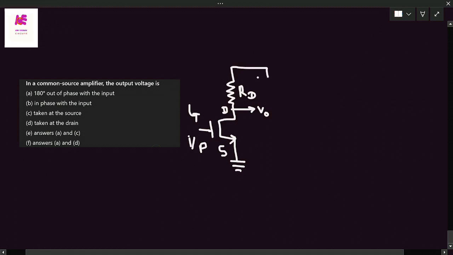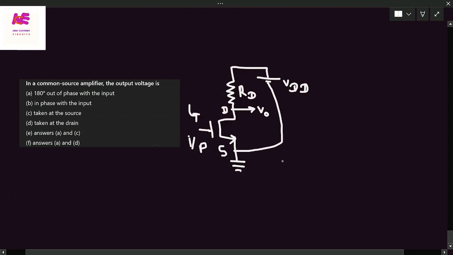Here we apply the DC voltage, say VDD, and we are connecting it to ground, the negative terminal of VDD. The resistor is considered here to measure the current in terms of voltage. So the current is converted into voltage, and that is the reason the RD resistor is considered at the drain current.